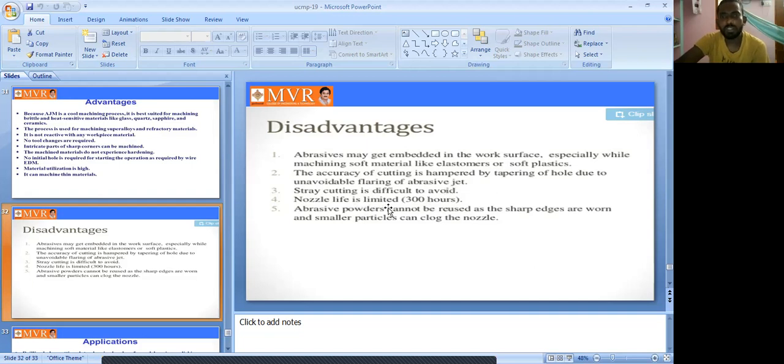The nozzle life is limited. In this process we use a nozzle, and the abrasive particles come out through the nozzle, but the nozzle life is very limited. The abrasive powder cannot be reused, as the sharp edges are worn and the small particles can clog the nozzle.